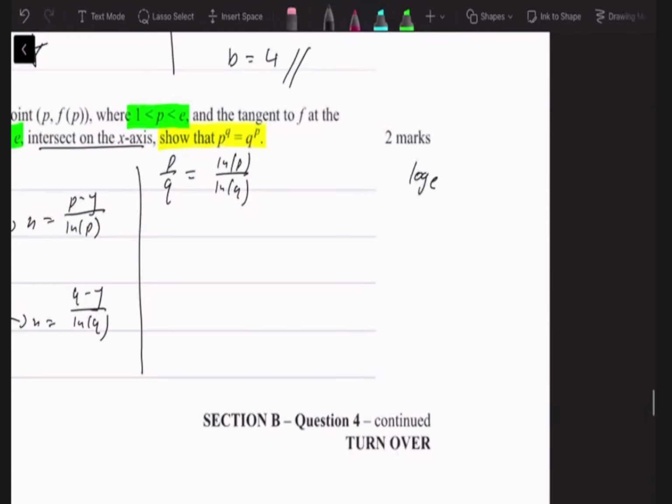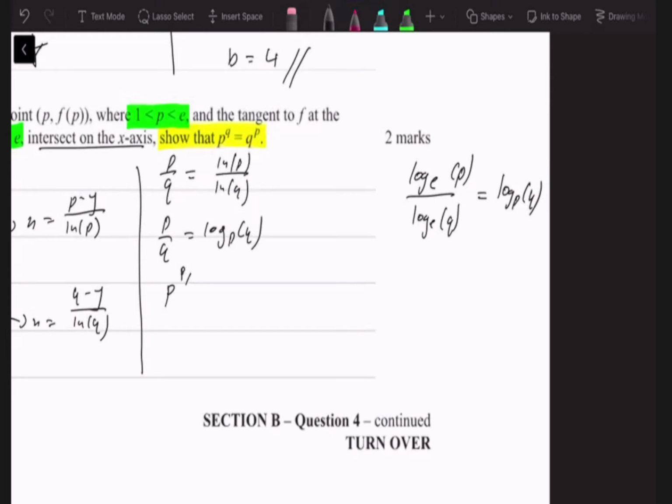log p on log q is log PQ. So p on q is log PQ. So if it's log PQ, that means p to the power p on q.